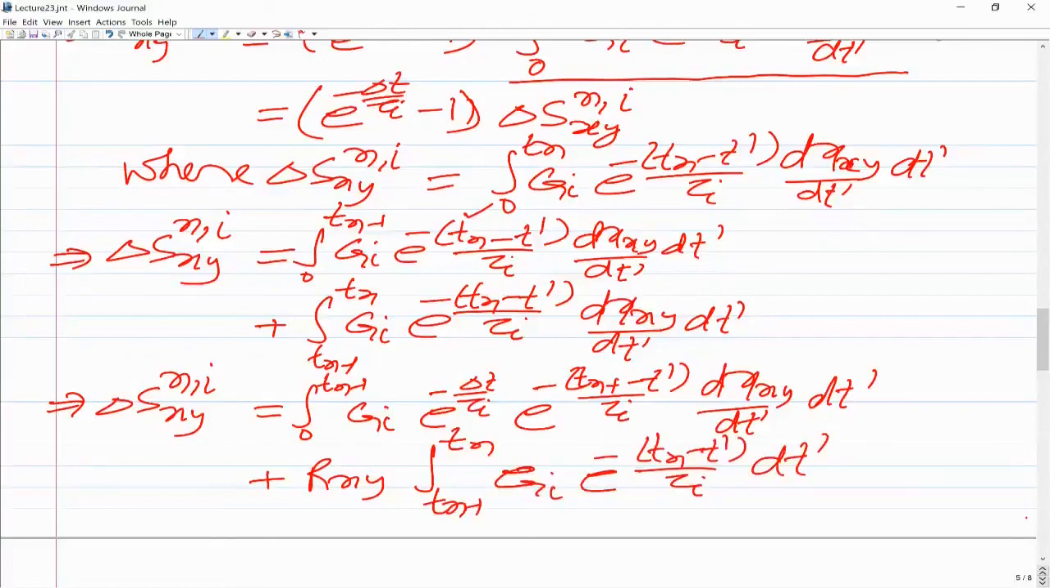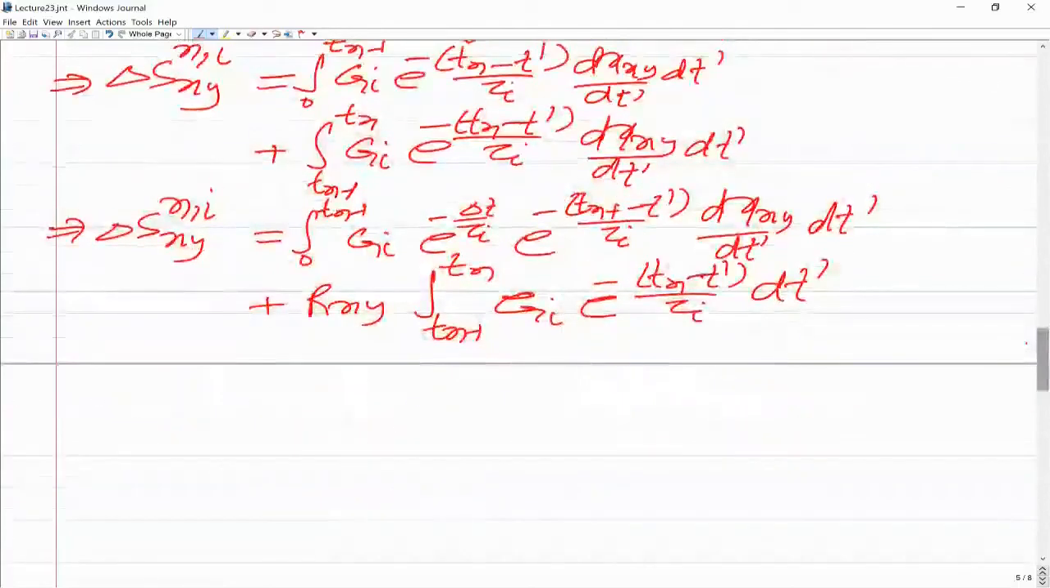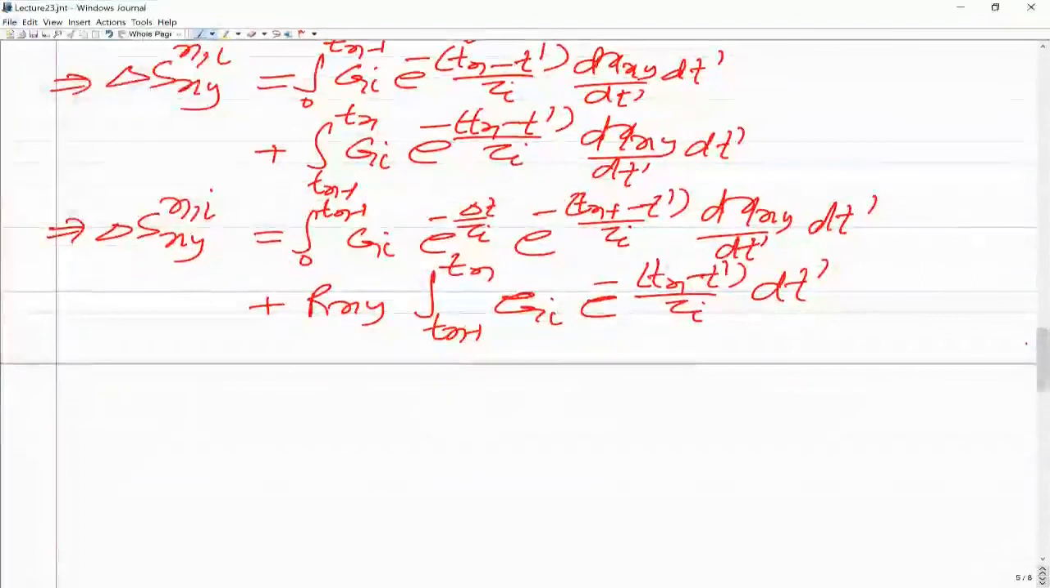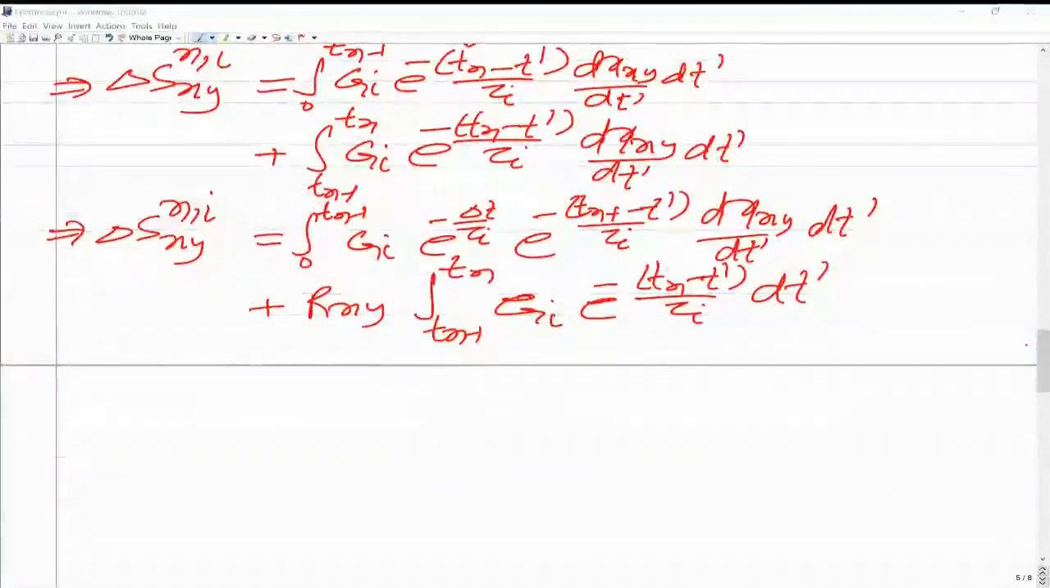So let me see if it works. Again I want to increase the time, so if it works we'll continue, otherwise no.